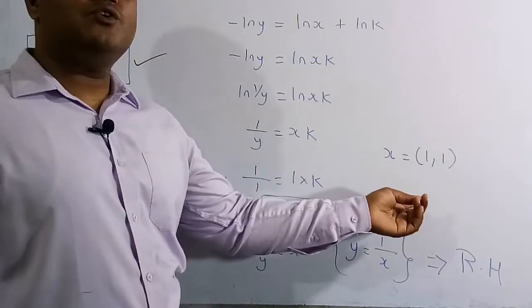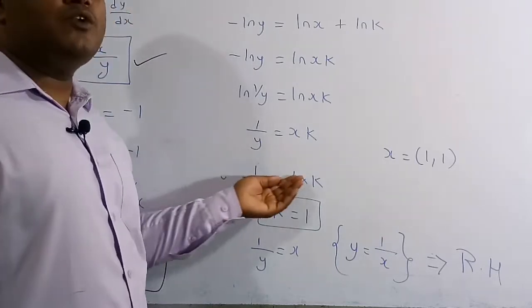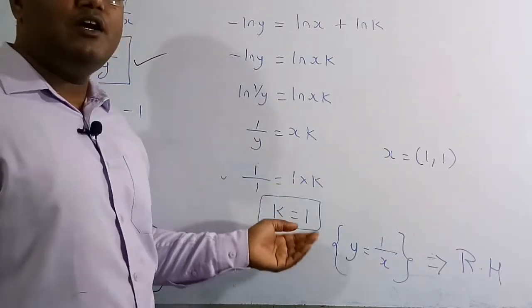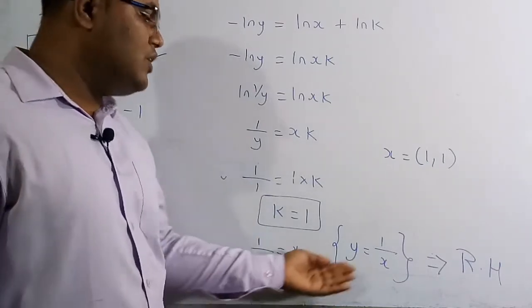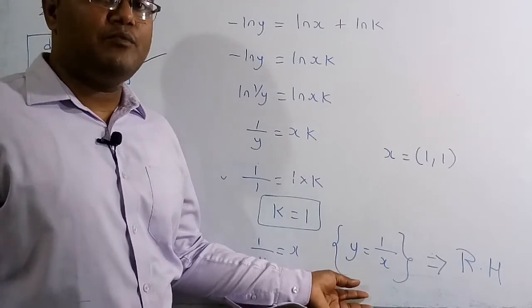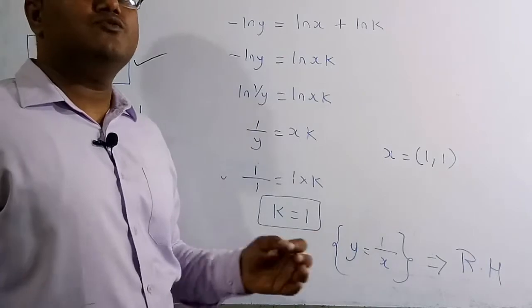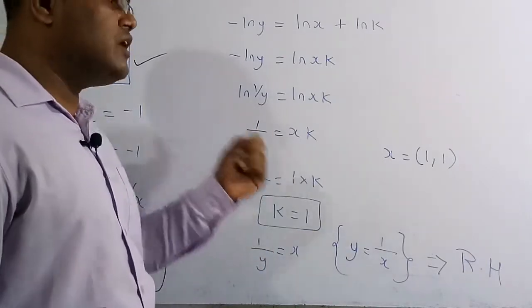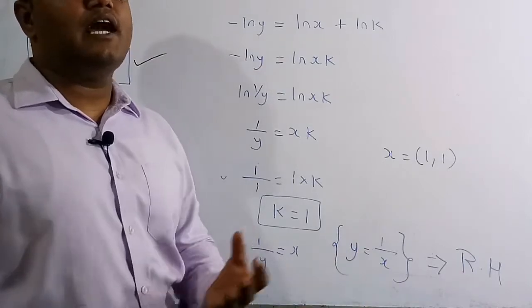So if you substitute x is equal to 1 and y is equal to 1 in this equation, we are going to get finally 1 by 1 is equal to 1 into k. So therefore k is equal to 1. So if you substitute k is equal to 1, we are going to get 1 by y is equal to x, or y is equal to 1 by x. So this we are going to call the rectangular hyperbola. So therefore the graph which is perpendicular to x square minus y square is equal to alpha, and is passing through (1, 1), is y is equal to 1 by x. It is basically a rectangular hyperbola.